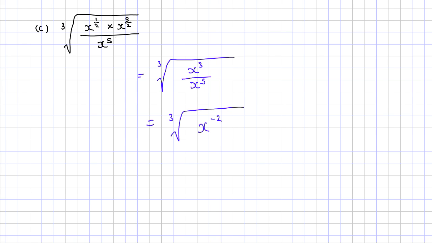Now what I'm going to do, this cube root, I'm going to write it as a power of a third. So I'm going to write this as x to the minus 2 in a bracket to the power of a third. Now I need to use the rule where I'm going to multiply these. So this is going to be x to the power of minus 2 times a third, and this is just equal to x to the power of minus 2 over 3. So all of this here simplifies to x to the power of minus 2 over 3.